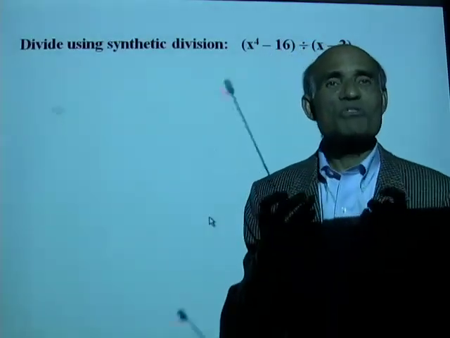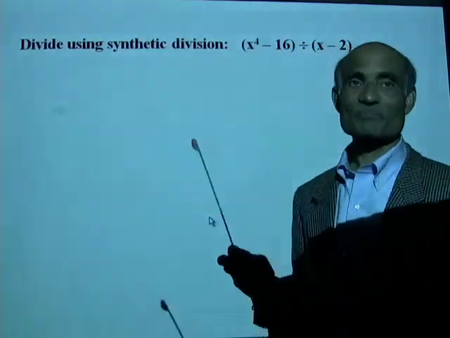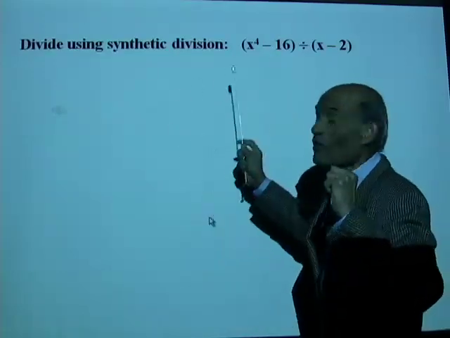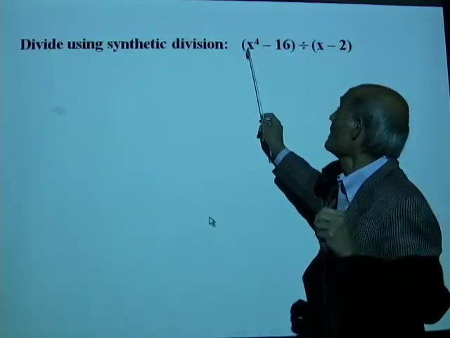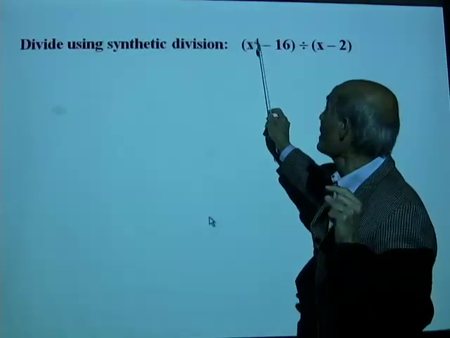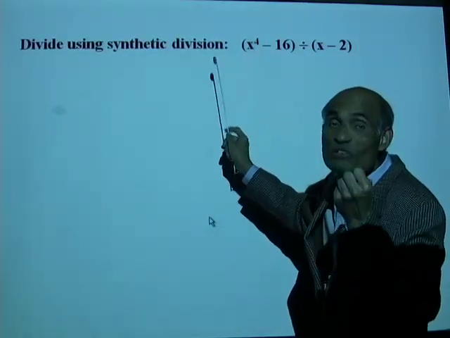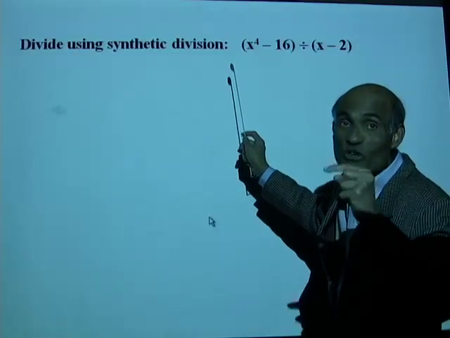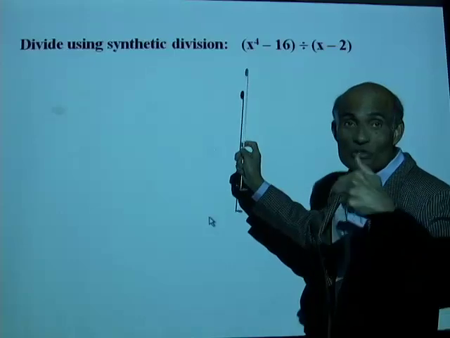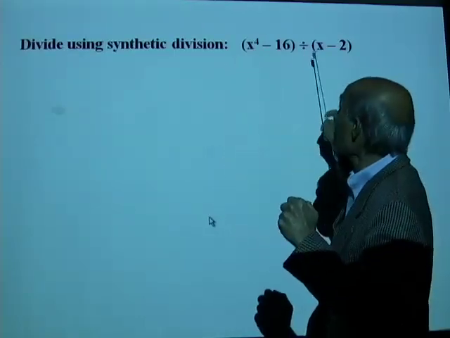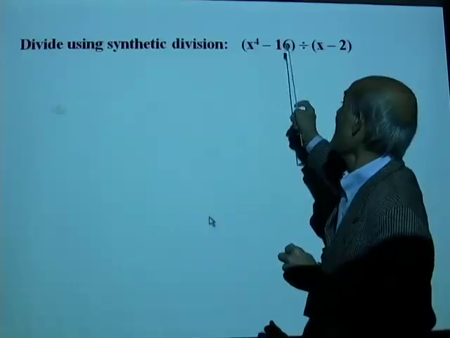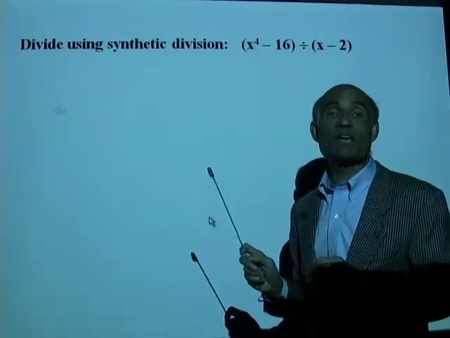Alright, tell me, what is the first step that we do? The first step that we do will be pick the coefficients of the dividend. Now the coefficient of x to the 4 is 1, and you see the term in x cubed is missing, so we use a 0 there. The term in x squared is missing, we use a 0 there also, and the term in x is missing, we use a 0 there also. Then the constant term is negative 6.